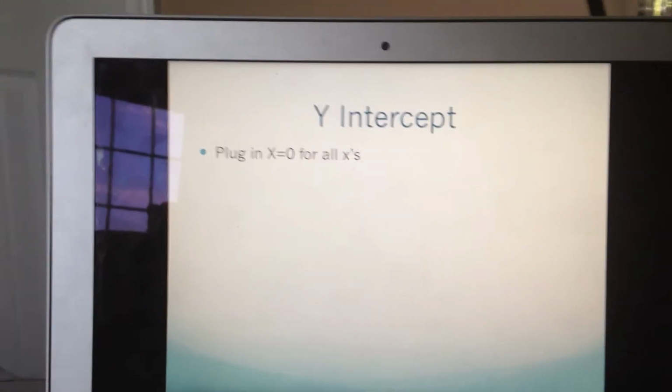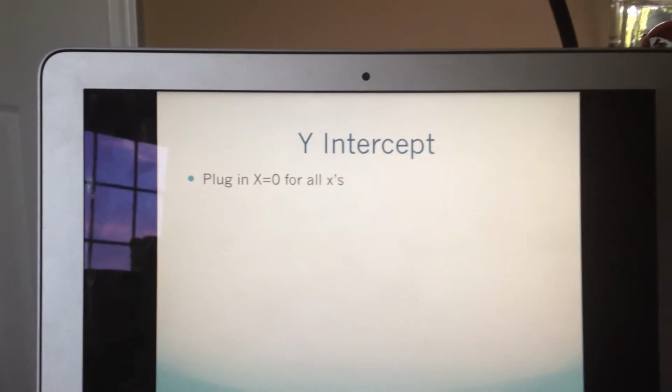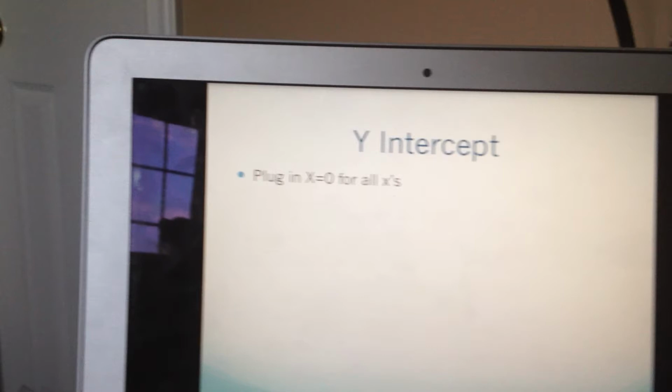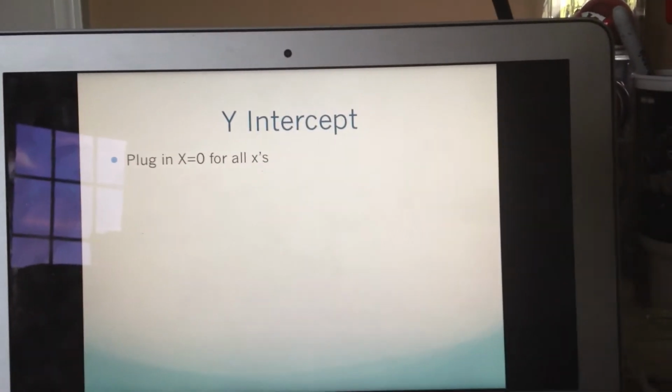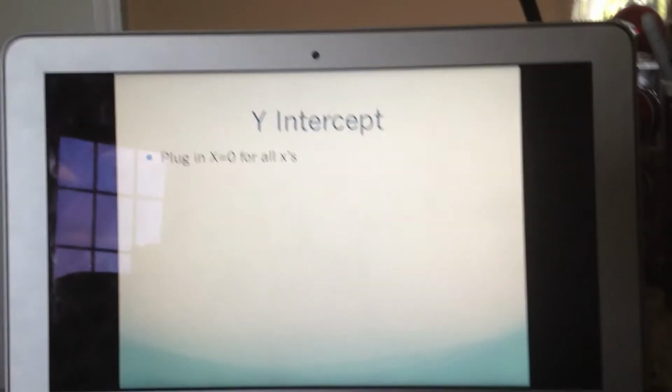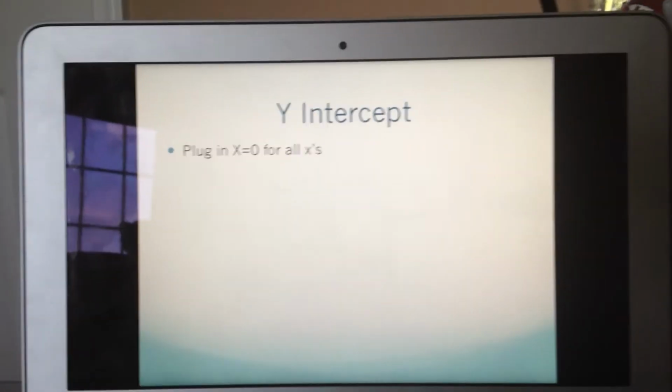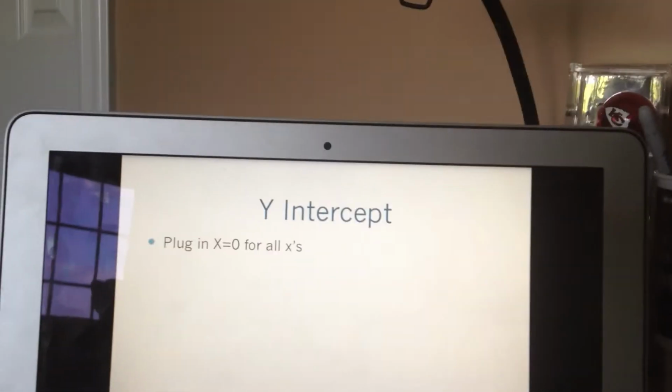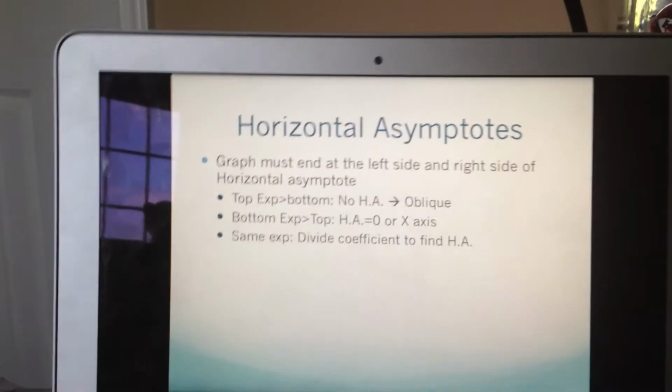Y-intercept, straightforward, the point where it crosses y, and this is important for graphing. Visually, this helps you know where you have to cross the y-axis, and you just do this by plugging in 0 for all the x's in the function.